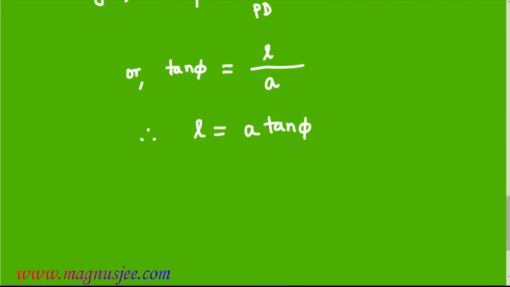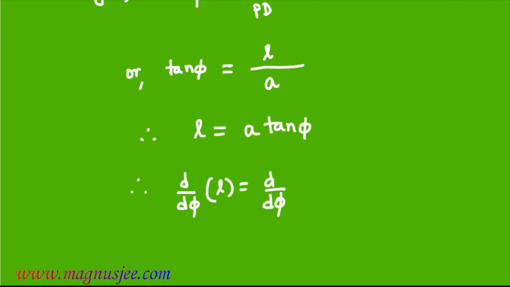So if we differentiate both sides with respect to phi, then we get d/dφ of L equal d/dφ of A tan φ. A is the perpendicular distance, which is constant. We can bring A outside d/dφ: A d/dφ tan φ.